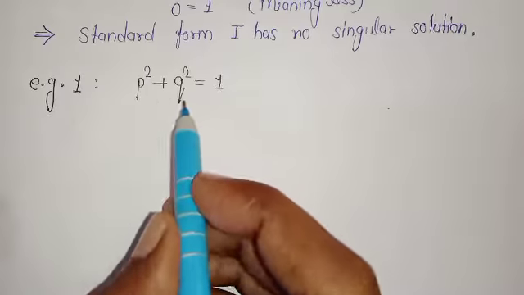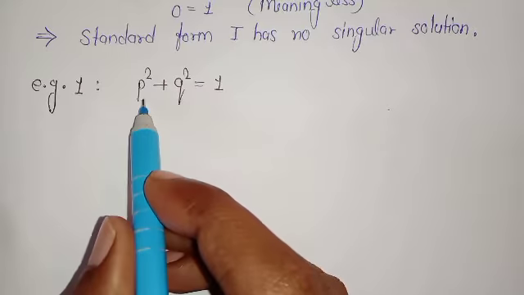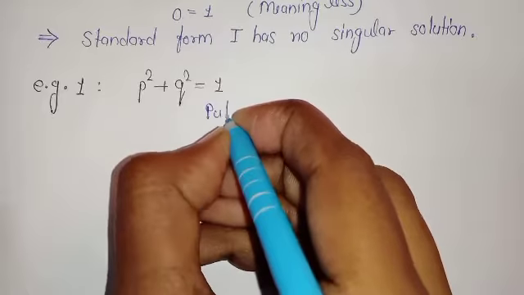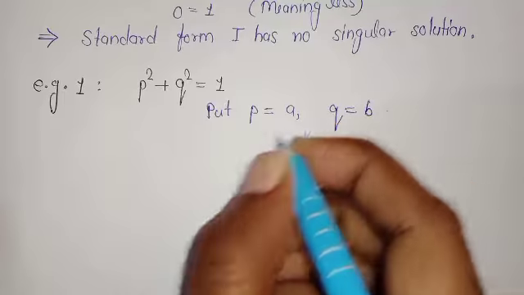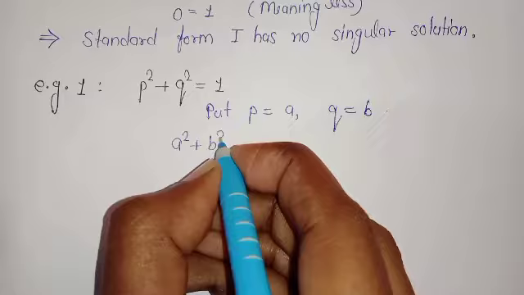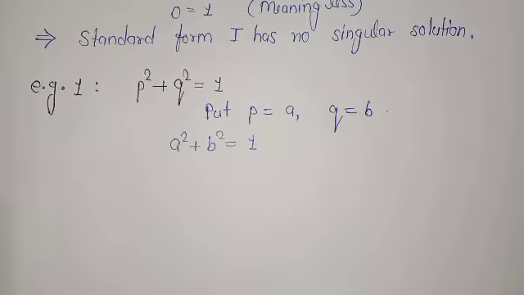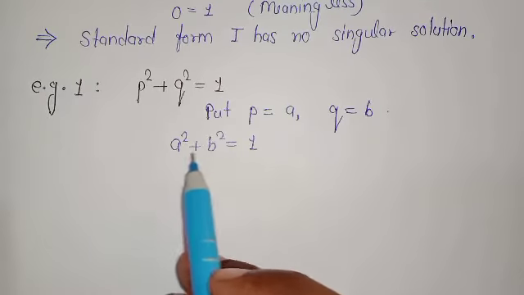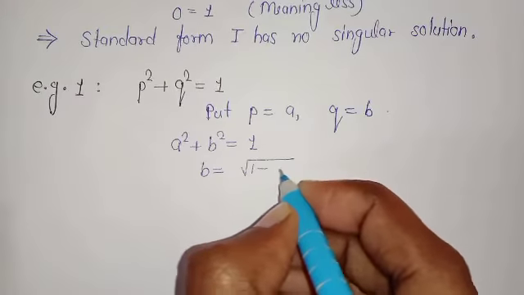Okay, so this is our example number 1, and you can see this is a function of p and q only. In order to solve this type of equation, firstly we put p equal to a and q equal to b. Then this equation takes the form a square plus b square equal to 1. Now I told you that in order to write the general solution for any equation, we write b as a function of a. So we can write it as b equals root of 1 minus a square.